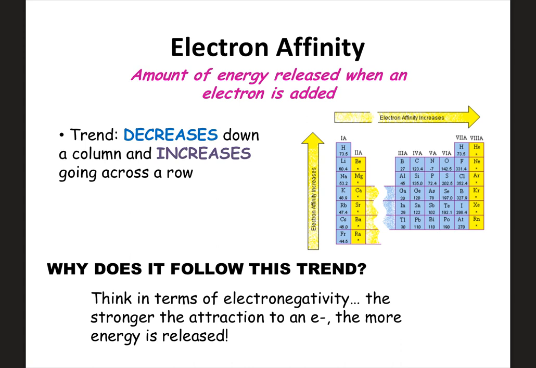But as you go down, their electronegativity decreases. They don't really want the electrons. They can't attract those electrons toward themselves as much, so they're not going to give off that much energy. The idea is to think about two people, one who loves donuts and one who doesn't.